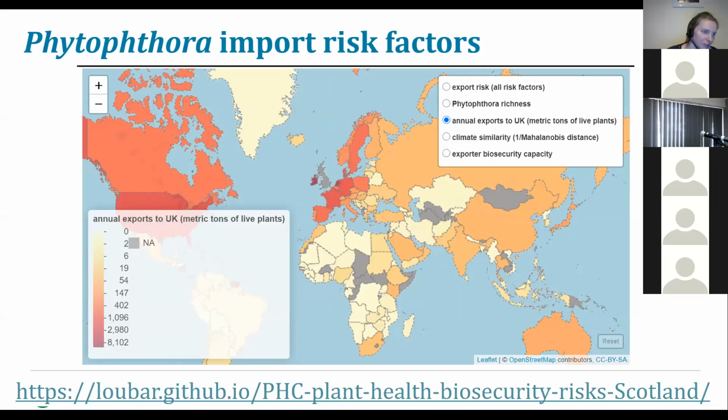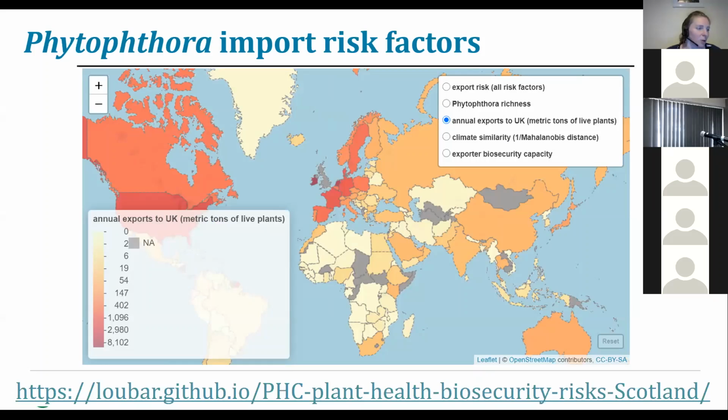But the tool can be set up to do this for any other importing country. And you can also map the climate similarity between where you are and the rest of the world. And you can also map exporter biosecurity capacity based on compliance with invasive species targets. So that was the data from Reagan Early's paper that I mentioned.